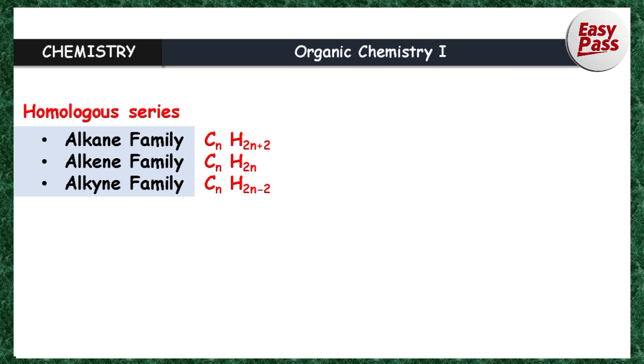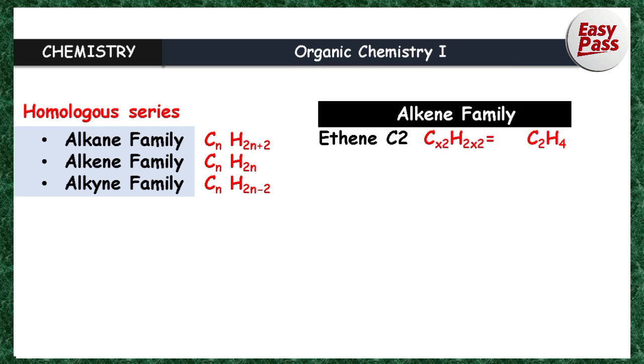Alkene family, we have ethene, which is what? C2, using this formula, CnH2n. We are solving for what? The first member of alkene family is what? Ethene, which is C2. We have something like this: C times 2 equals H2 times 2. We have C2 equals 2 times 2. We have what? H4, which is C2H4. That is for alkene family.